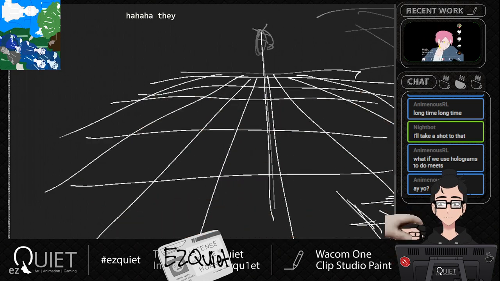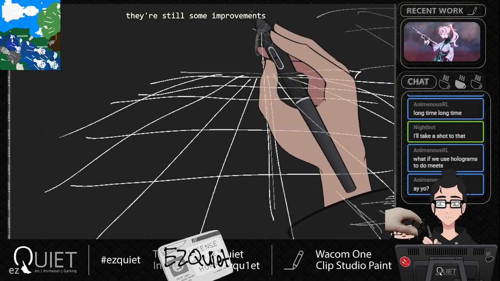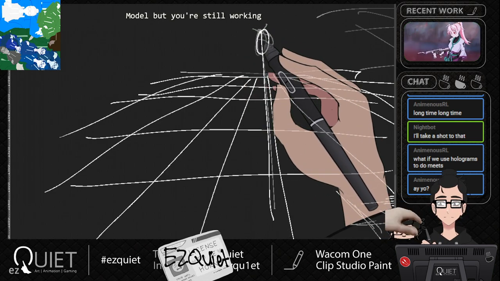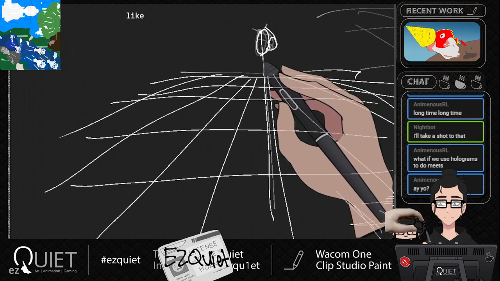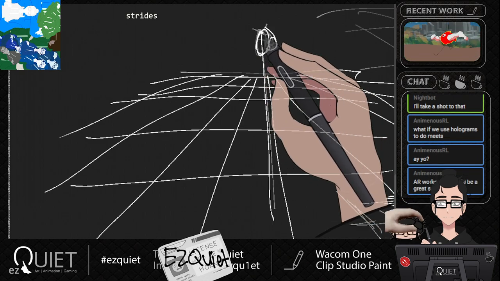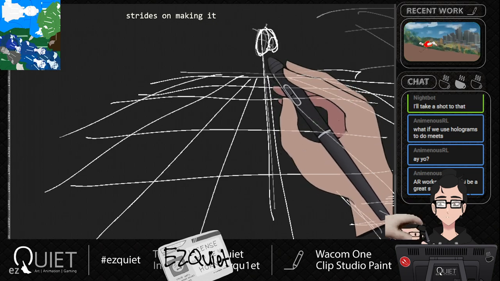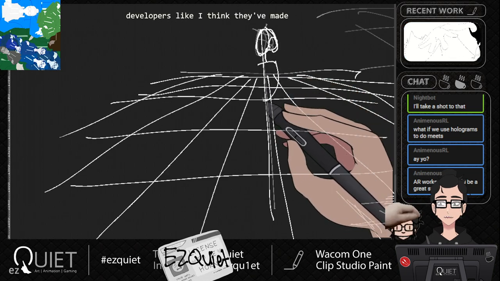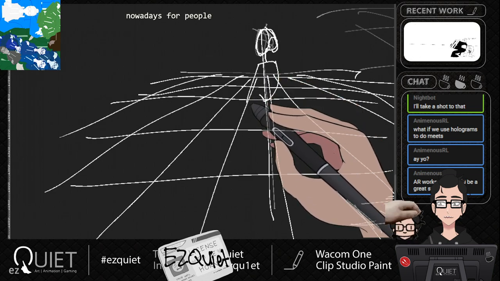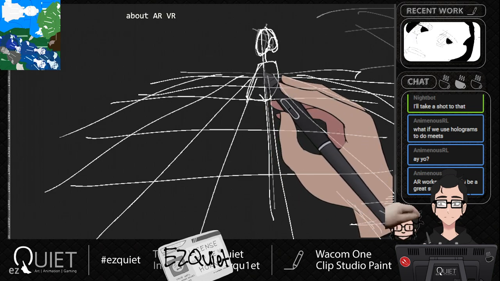There's still some improvements they could do. It's an improvement on the last model, but they're still working on making it accessible for the consumer side. I think when it comes to VR, they've definitely made strides on making it nice for developers. I think they've made it so easy for developers nowadays, for people who know nothing about AR, VR, to actually start making AR, VR projects.